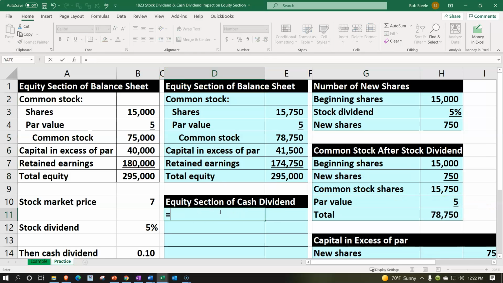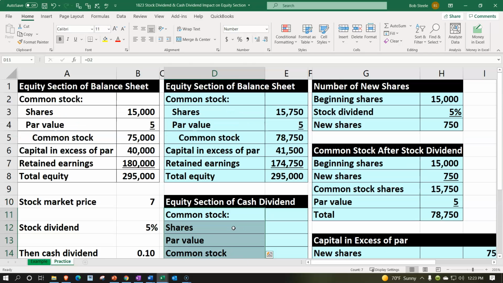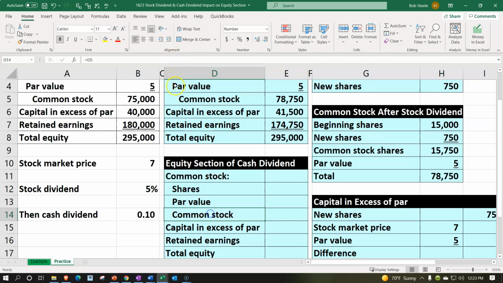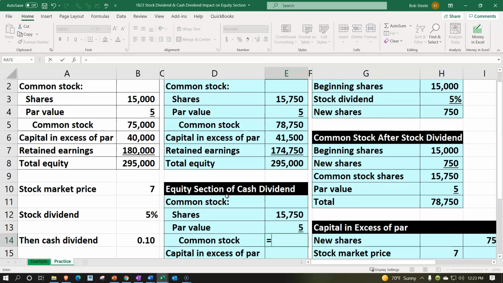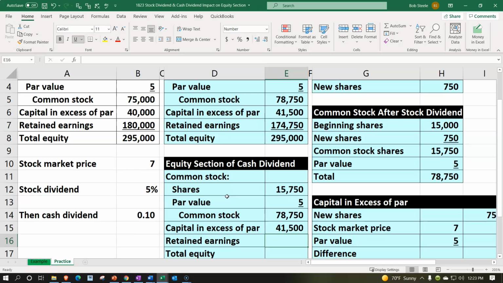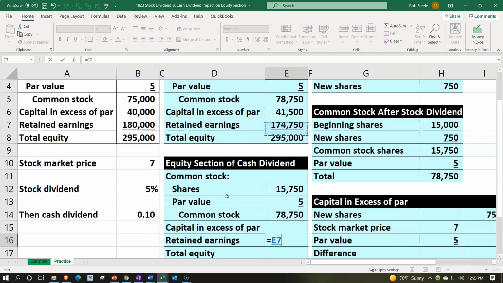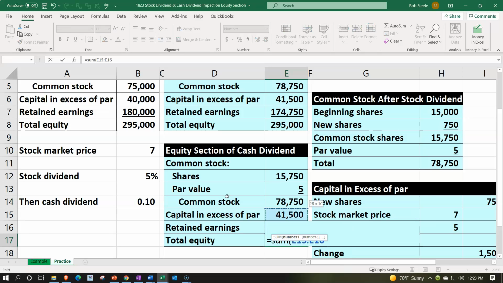This equals the common stock. Let's go ahead and drag that on down. And so there we have that. Let's format it a little bit. Let's take these three and indent them. Alignment, indent. Let's indent this one again. Let's pick up our numbers, this is going to be equal to the 15,750. This is going to be equal to the 5. Multiplying that out, 15,750 times the 5. Capital in excess of par, 41.5. The retained earnings will be at the 174,750. And then summing this up equals the SUM. We have our same numbers.